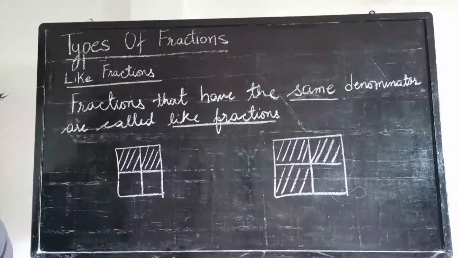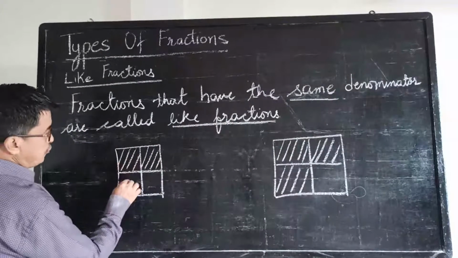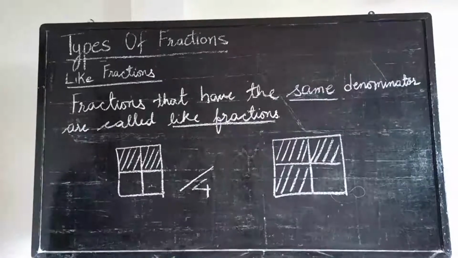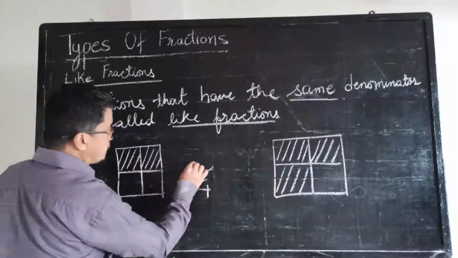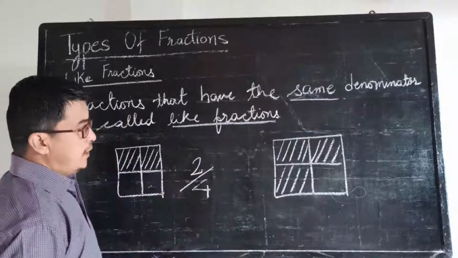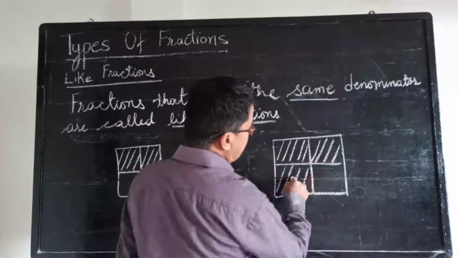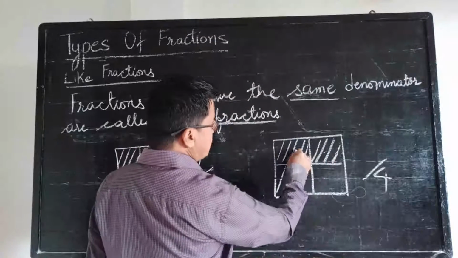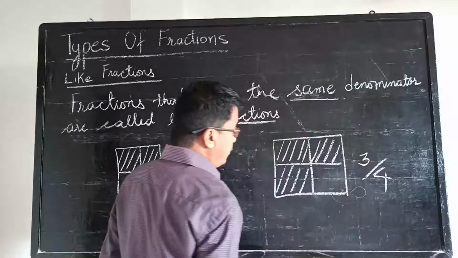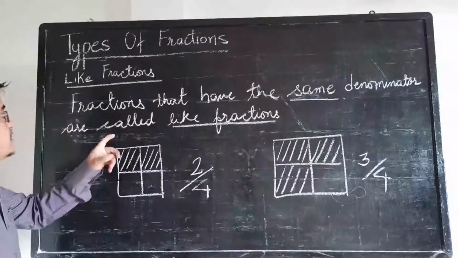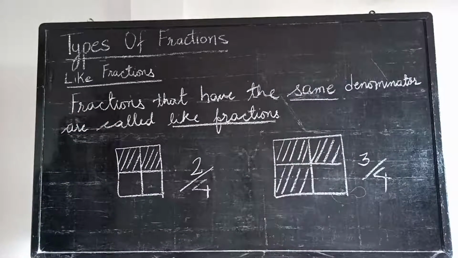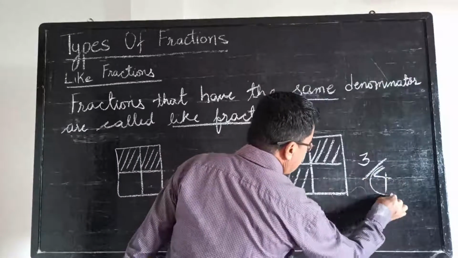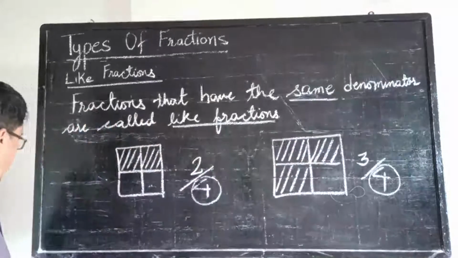Now look at this square. How many parts are there? 1, 2, 3, 4. Out of these 4 parts, how many parts are shaded? 1, 2. This is 2 upon 4. And here also, how many parts are there? 1, 2, 3, 4. Out of these 4 parts, how many parts are shaded? 1, 2, 3. 3 upon 4 and 2 upon 4. These are like fractions. Why like fractions? Because they have the same denominator. Denominators are the same. That's why they are like fractions.